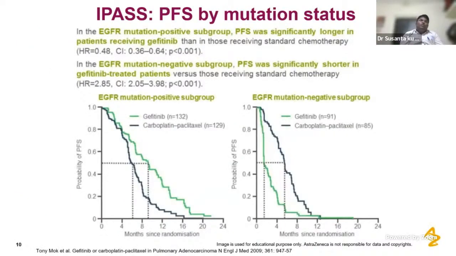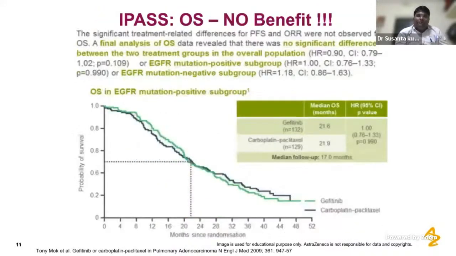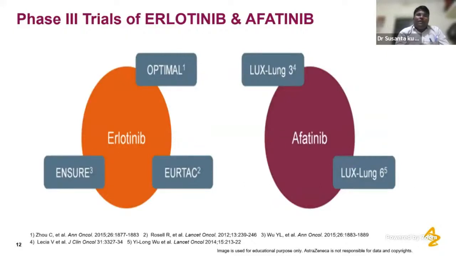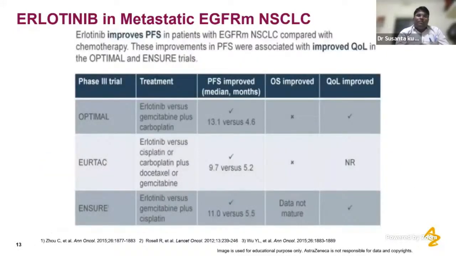But whenever they divide the groups into EGFR mutation positive and negative groups, the PFS advantage is seen only in the EGFR mutation group. But there is no OS benefit even in the EGFR mutation positive group. So there is no OS advantage of Gefitinib. Then coming to Erlotinib and Afatinib, this is the Erlotinib data. It was optimal and all had PFS benefit, but there is no OS benefit.